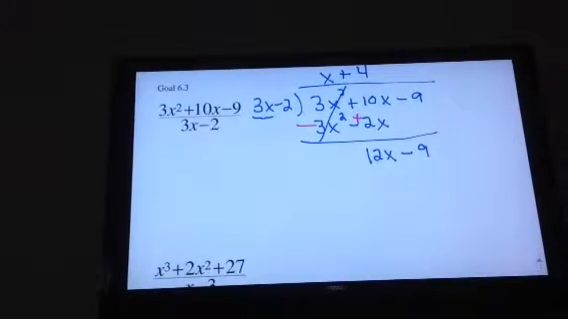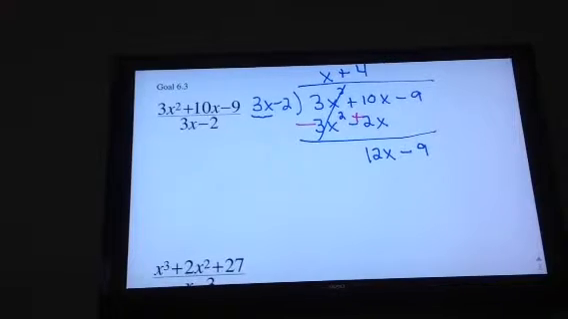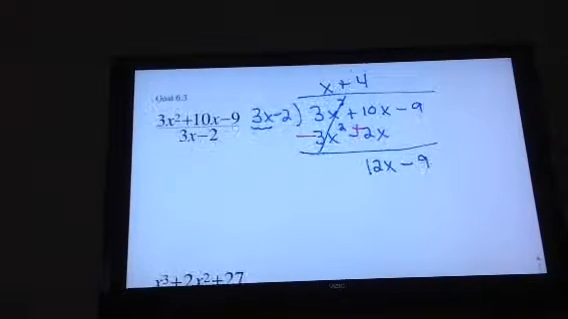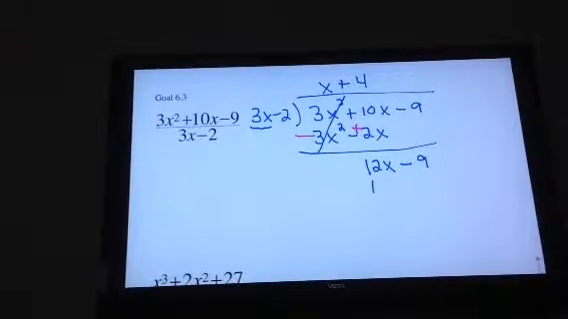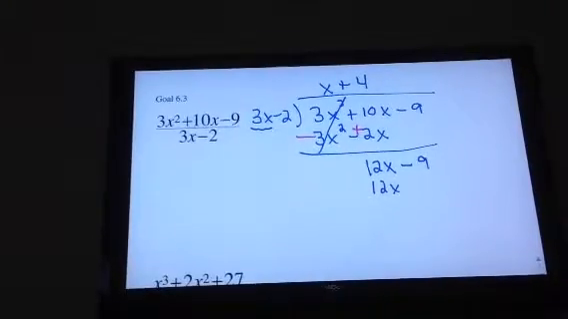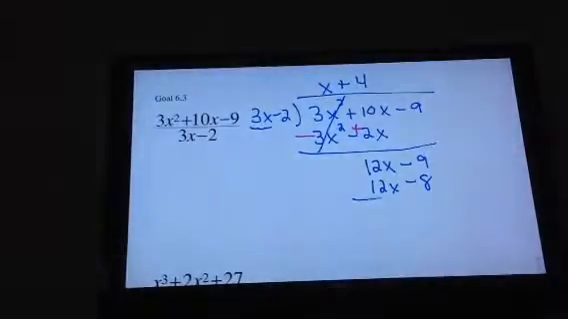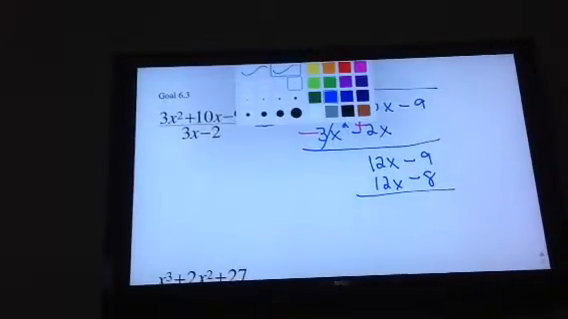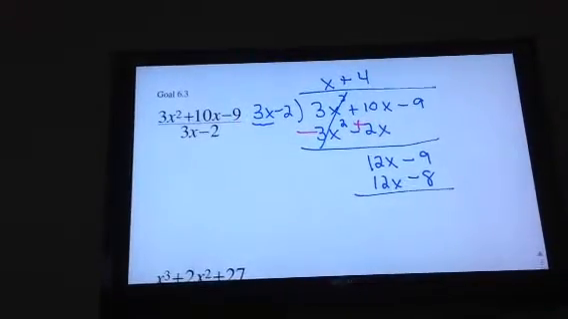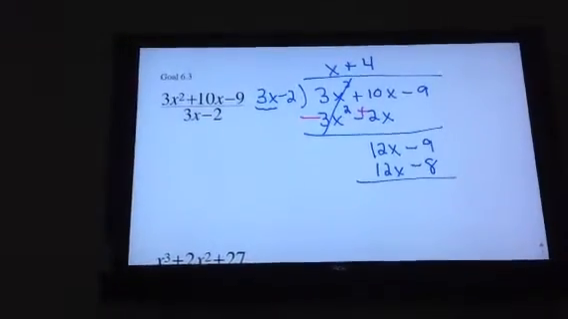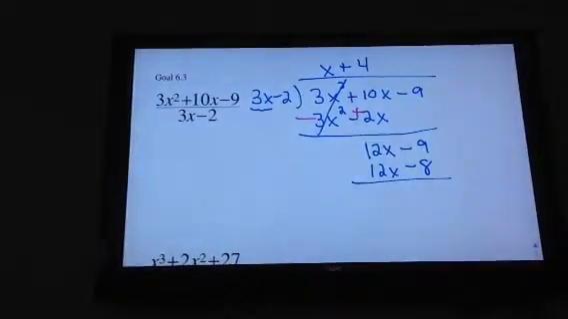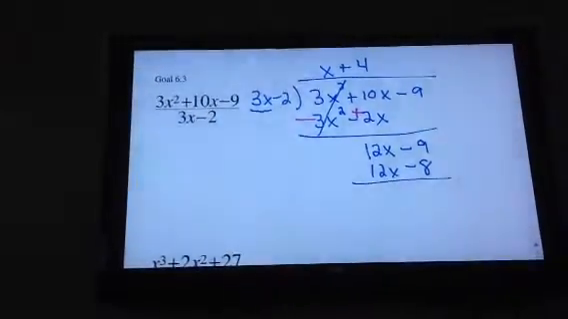And I'm going to multiply through just like I did with the x. So positive 4 times positive 3x is 12x. Positive 4 times minus 2 is a minus 8. In long division, we would subtract at this point. Subtracting is the same as changing the signs and adding, so that's what I'm going to do.